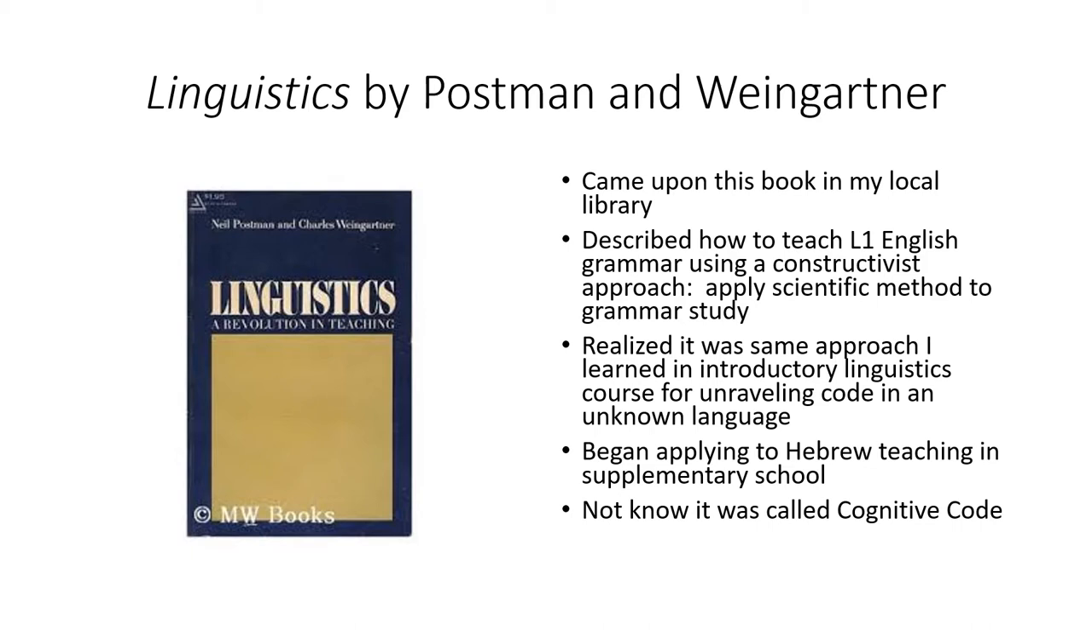Postman and Weingartner wrote a whole bunch of different books over their career. Teaching as a Subversive Activity is probably the one they're best known for. But I came across this little book called Linguistics. I came across it in my local library shortly after I'd moved to New Jersey. At the time, I was teaching in a variety of different Hebrew schools. I was teaching Hebrew in all of them and trying to figure out how to integrate Hebrew language into the traditional curriculum of the schools. And this little book was really influential in my thinking about that.